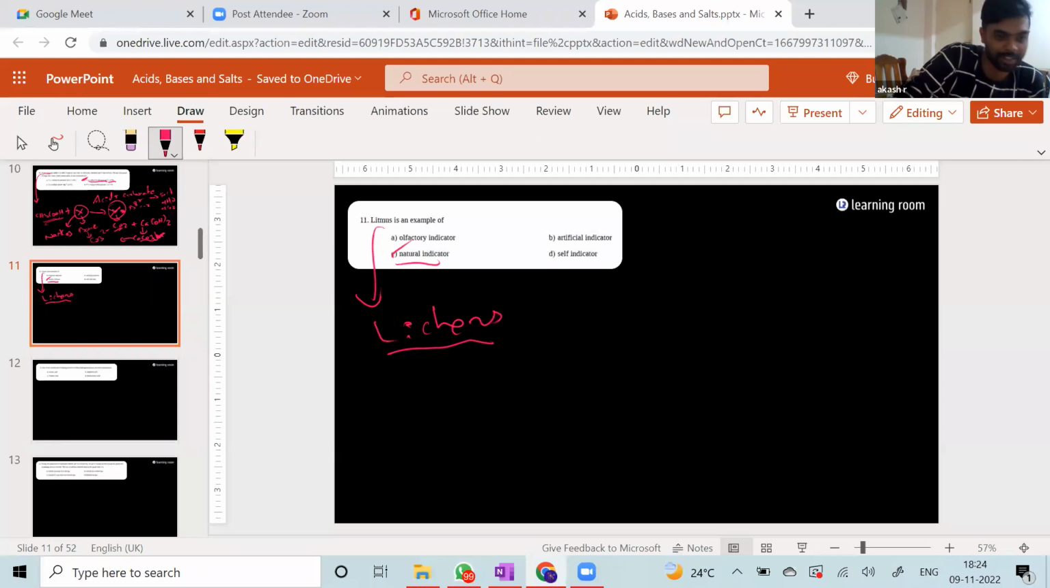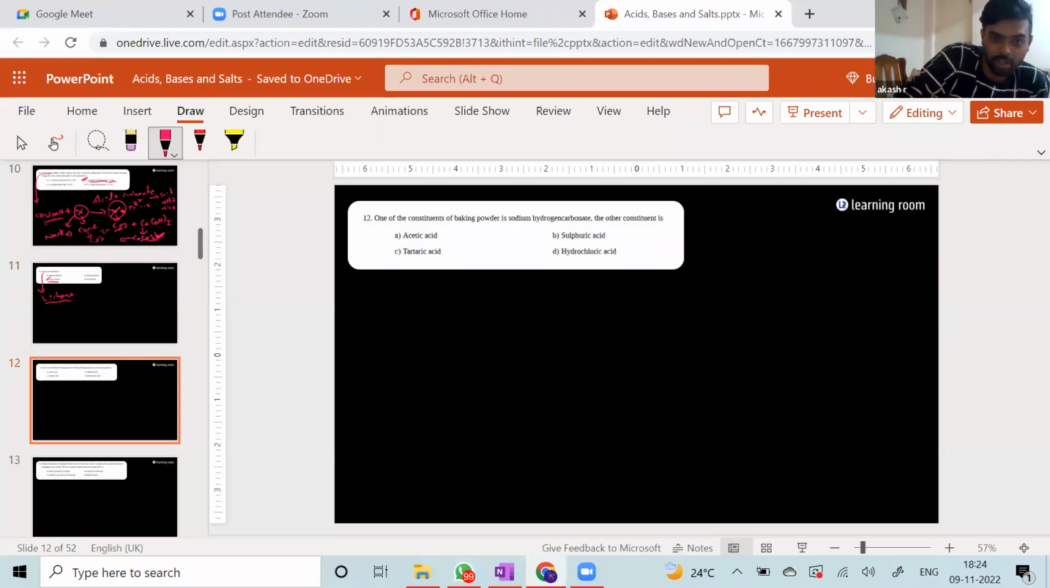Next. One of the constituents of baking powder is sodium hydrogen carbonate. What is the other component?